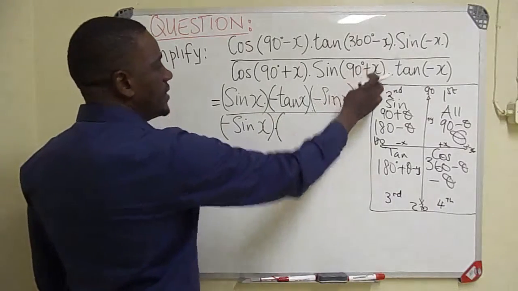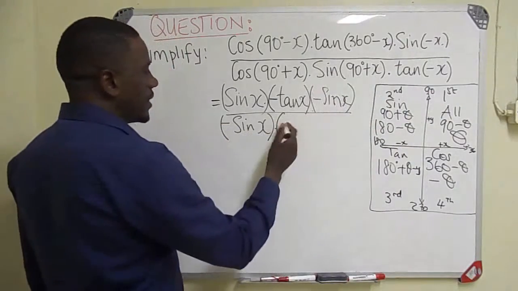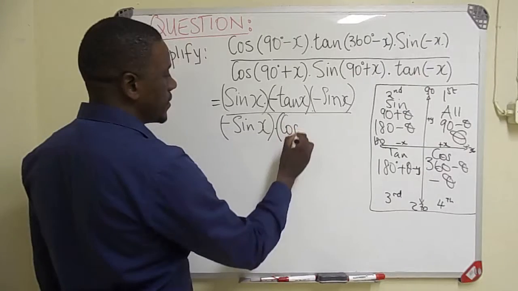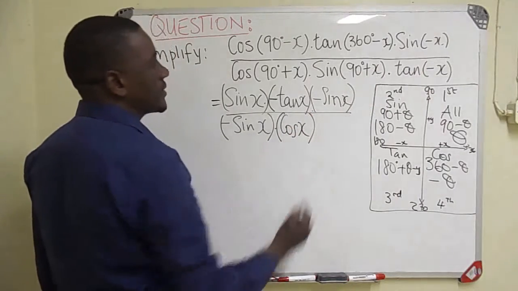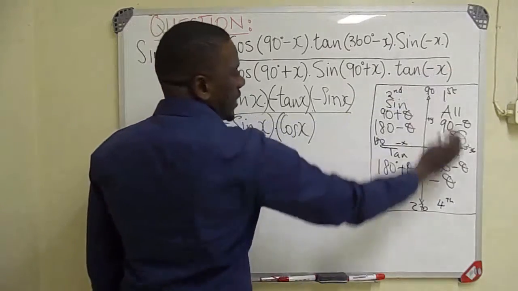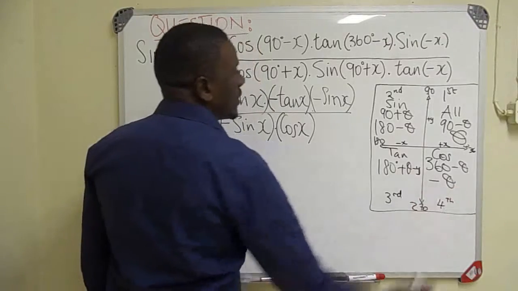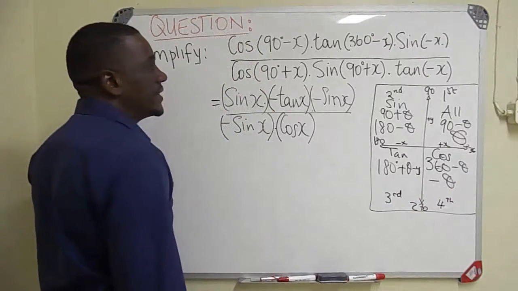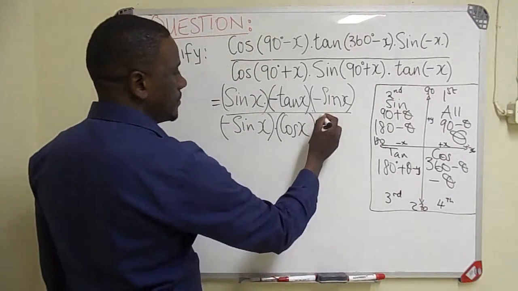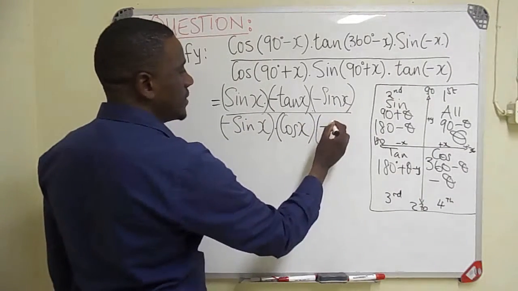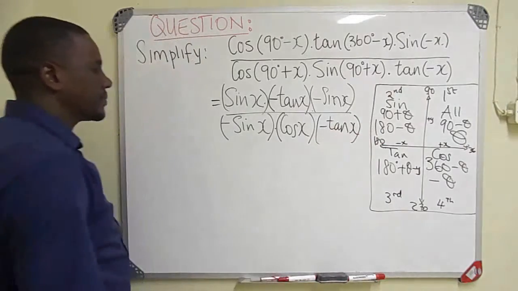And then sine 90 plus x. Sine is positive in the second quadrant. So this angle is positive. Cos, reference angle x. And this, minus tan, tan minus x. Minus x is an angle in the fourth quadrant. And then this angle here can be written as negative tan x.